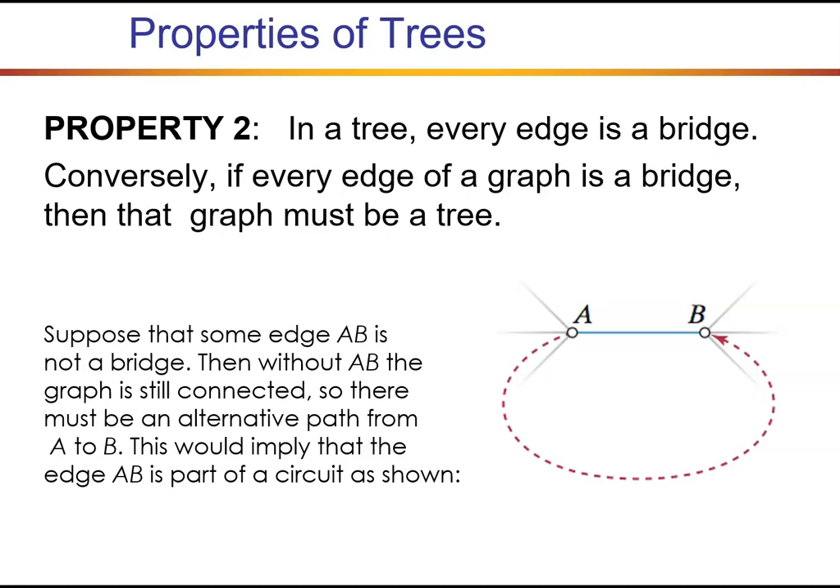Property 2, in a tree, every edge is a bridge. Conversely, if every edge of a graph is a bridge, then the graph must be a tree. So here is an example. Suppose that some edge, AB, is not a bridge. Then without AB, the graph is still connected, so there must be an alternate path from A to B. This would imply that edge AB is part of a circuit, as shown.